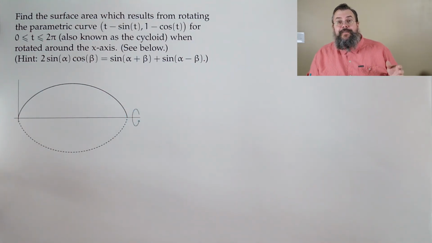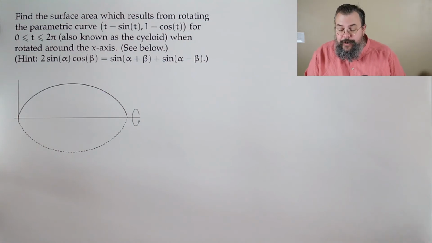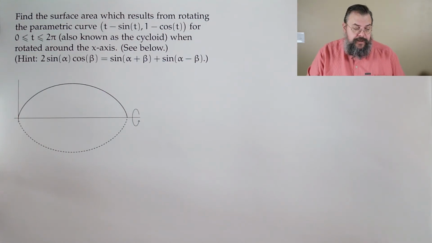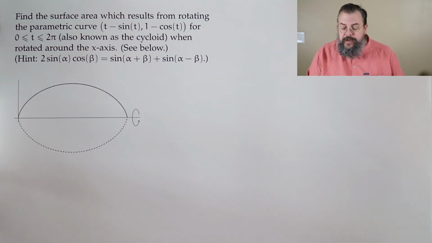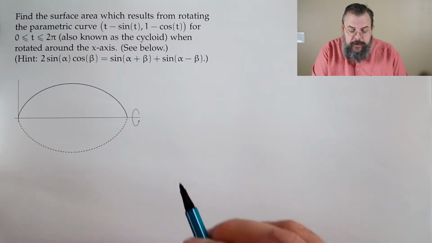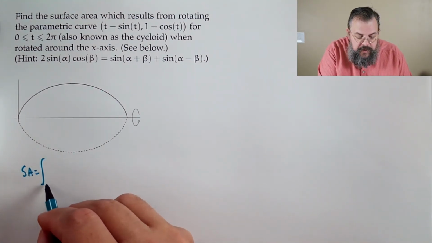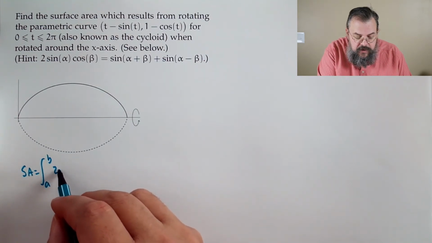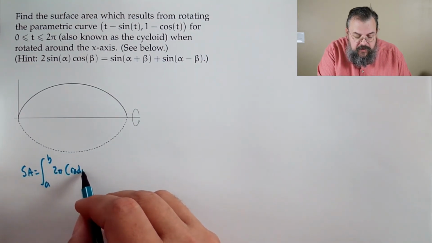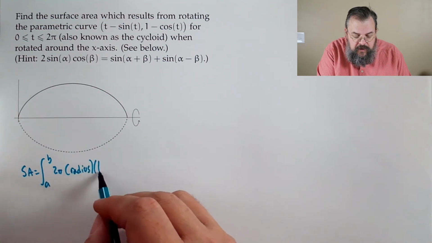So now we're after the surface area. Well, can we do it? I think so. What do we do? Well, let's think about our generic surface area setup. Our surface area is what? Surface area is adding up, start to stop, 2 pi, radius, and length.